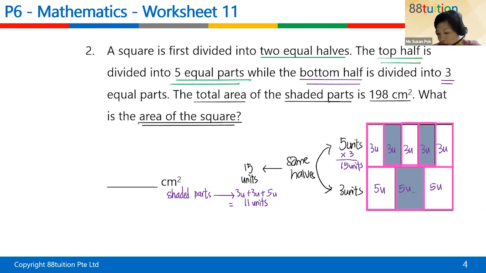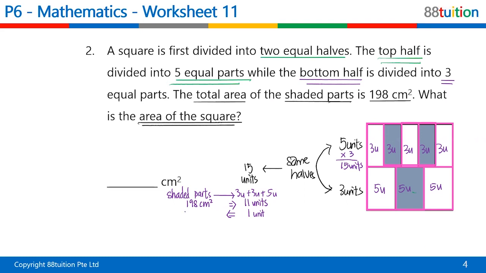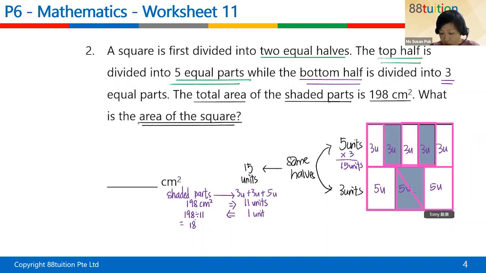Okay, when I'm teaching, don't annotate first. Okay, so the shaded part is 198 cm square. Will you be able to find the one shaded unit or not? Let's try. How to find the one shaded unit? Angie, can you help me to find one unit for this? When 11 units will give you 198. 198 divided by 11. Yes. This one you use calculator. I think 18 if I'm correct. Okay, so one unit itself is 18.